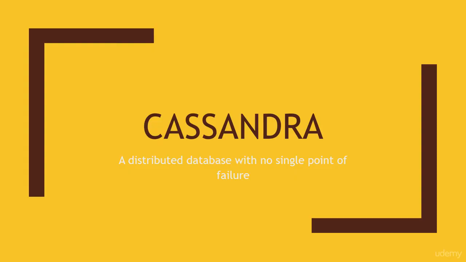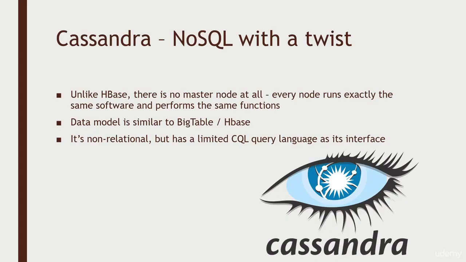Let's talk about Cassandra. Cassandra is another distributed non-relational database, and the thing about Cassandra is that it has no single point of failure. There's no master node, so pretty clever design there. We'll talk about it in more detail. Cassandra, NoSQL with a twist is what I call it.